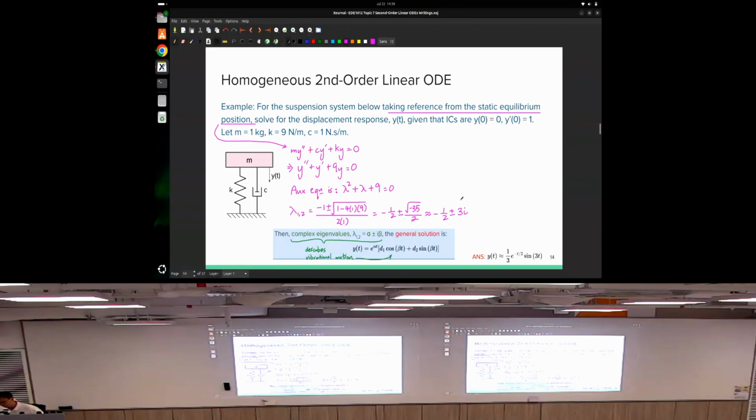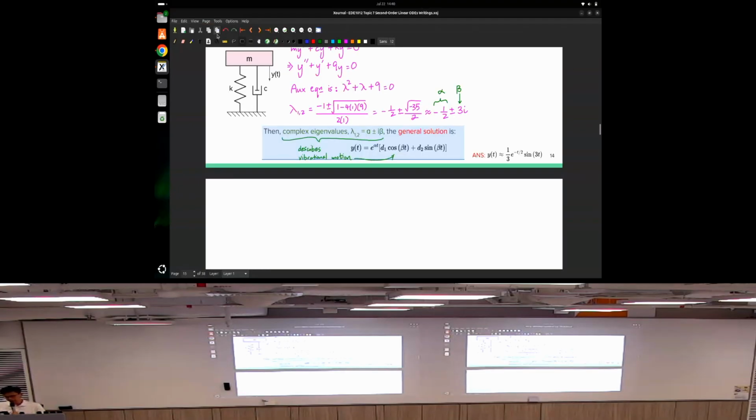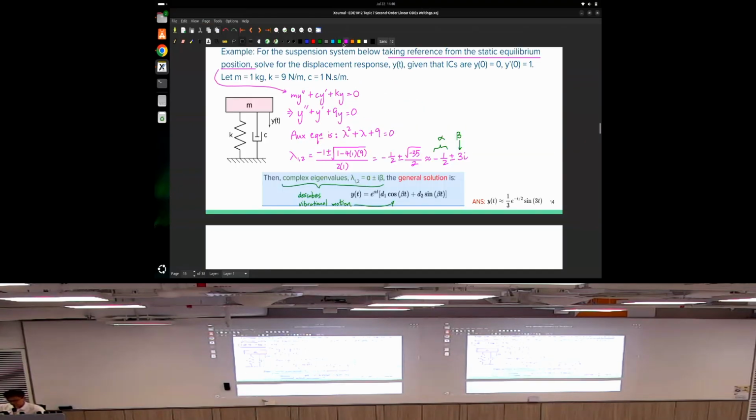This is obviously complex. Okay, so where is alpha? Alpha is minus half. What's beta? 3. Any objections? No objections? Then you just need to write down the solution. So therefore, the general solution is y of t equals e to the minus t over 2, then multiply by d1 cosine 3t plus d2 sine 3t. So this is your general solution.